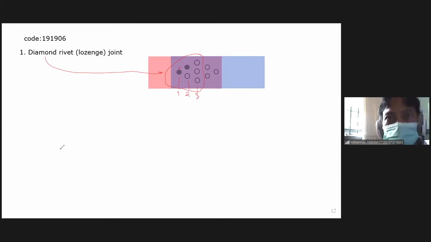Okay, so the question is how to design this kind of joint, and determine the efficiency of the joint. Okay, so what is the first question? Usually, the plate is already defined or already determined: the thickness and the width and also the material are already determined.